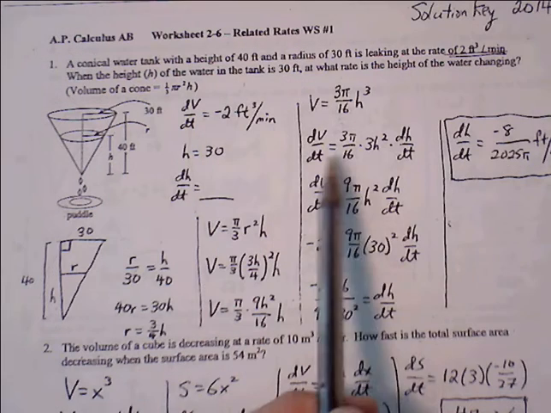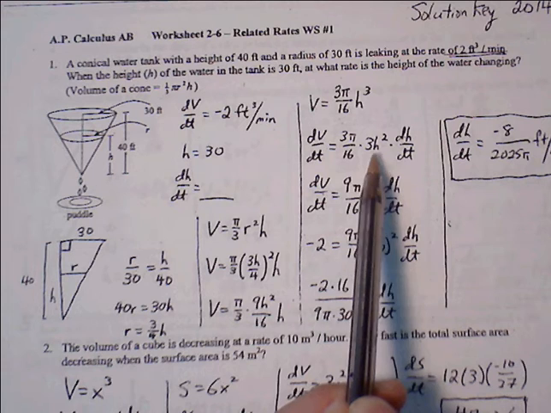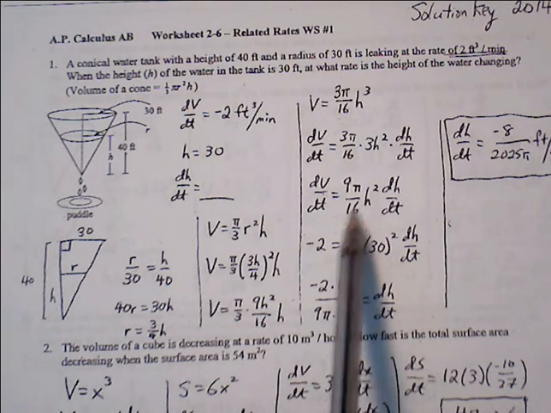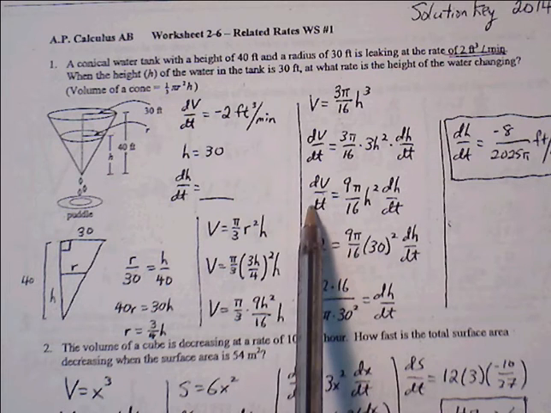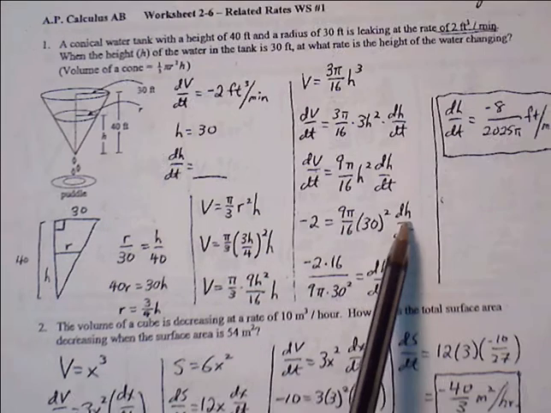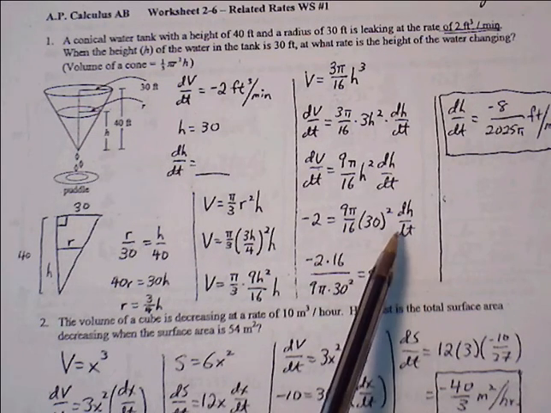We want to find out what is the height of the water level at this particular moment in time. So we'll plug 30 in for h. We can replace dV/dt with -2, and that leaves us with the only variable left, which is the one we're looking for. We're trying to find the rate of the height of the water changing. So solve for dh/dt.